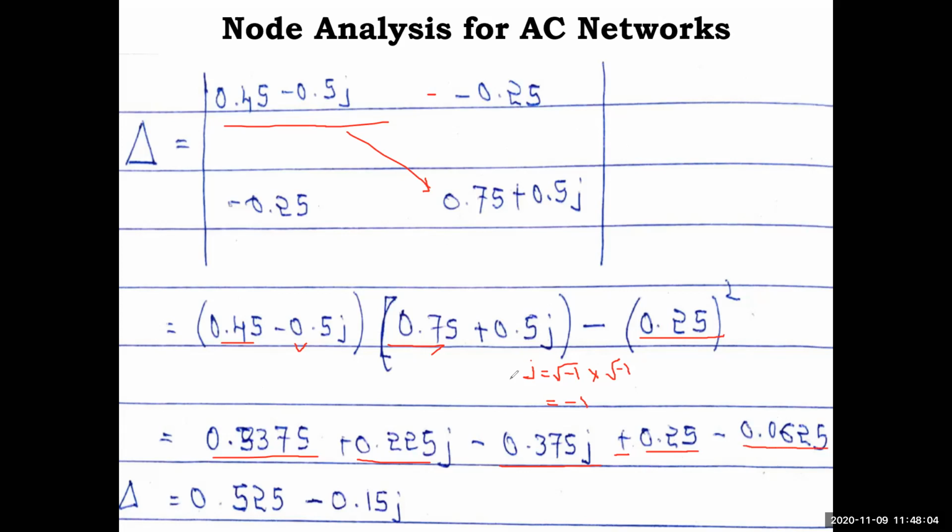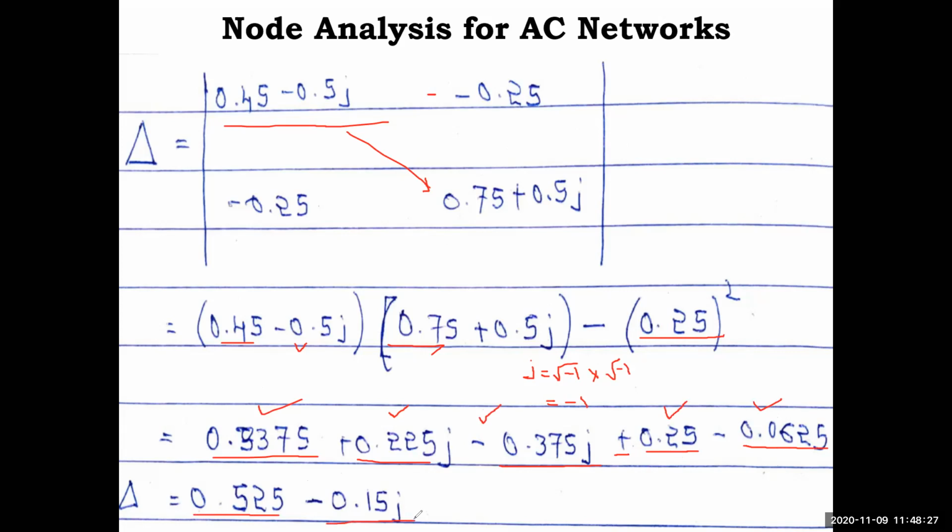Now, using the calculator, you club all the constant terms here. So you have 0.3375 plus 0.25 and minus this one. If you do this, you'll get 0.525. Then you have two j terms, 0.225j minus 0.375j, the minus term is dominant, so you'll have minus 0.15j. So this is the delta value.